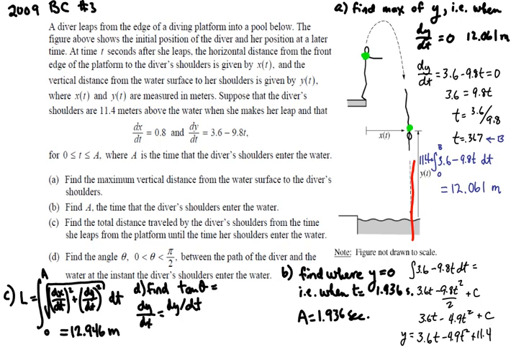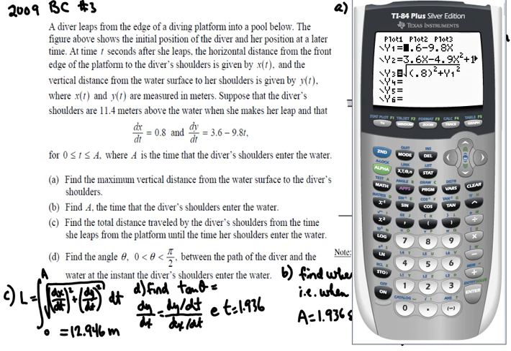And so if you recall, the slope of the tangent to the curve on a parametric curve is dy dx, which is dy dt over dx dt. And we're looking to evaluate this at 1.936 seconds. And once again, I can go back to my calculator. I'm just looking for dy dt, which is y1, over dx dt, which is just 0.8.